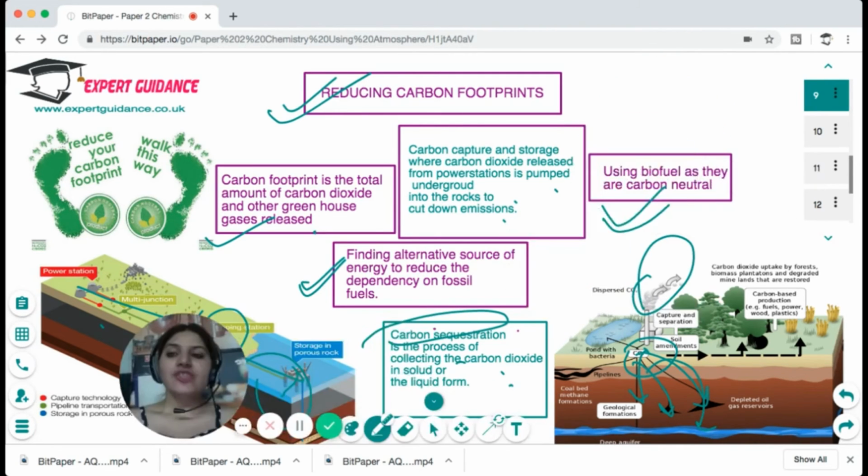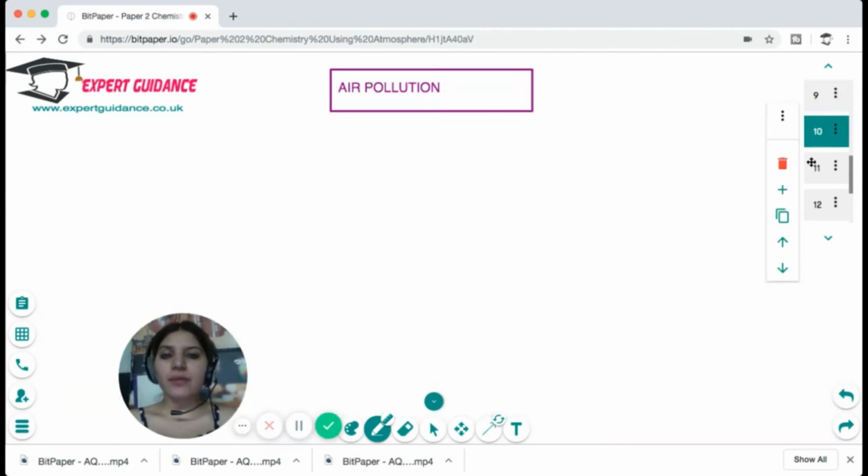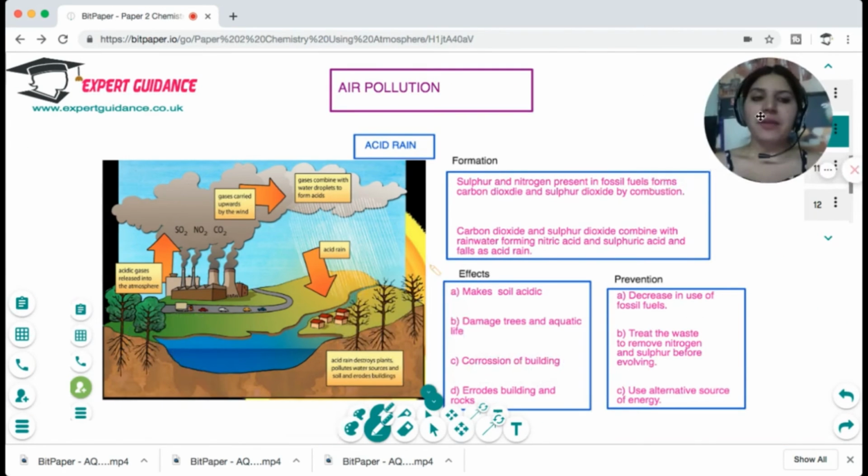Okay, so I hope this process of reducing carbon footprints is clear to you. Now, air pollution, it's a similar topic as we did in ecology and biology. When fossil fuels are burning, they have sulfur, nitrogen, and carbon, so they release sulfur dioxide, nitrogen dioxide, and carbon dioxide. Carbon dioxide is causing global warming and the greenhouse effect. We have already discussed that.